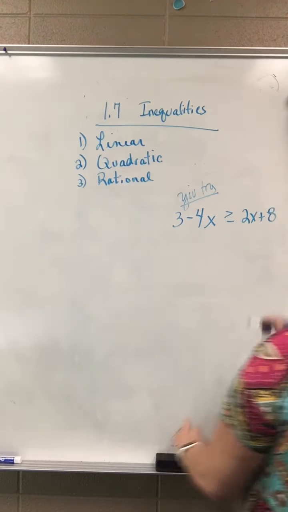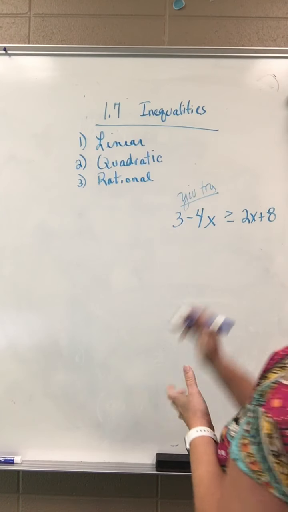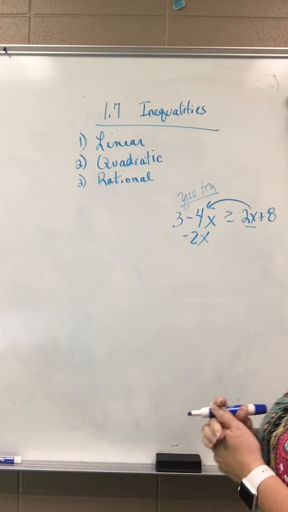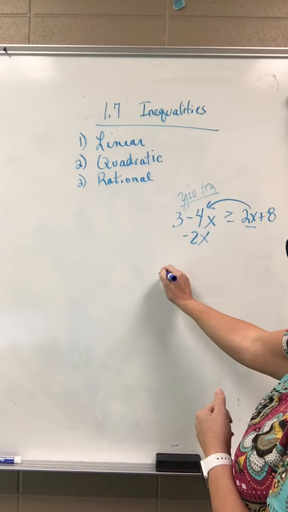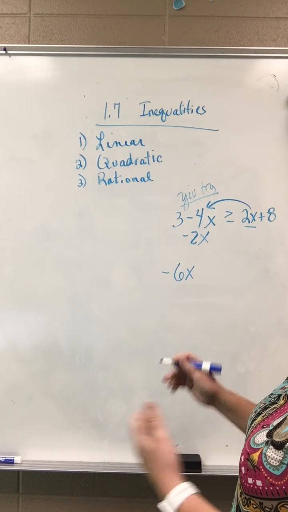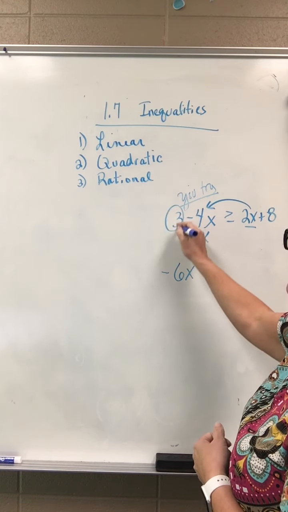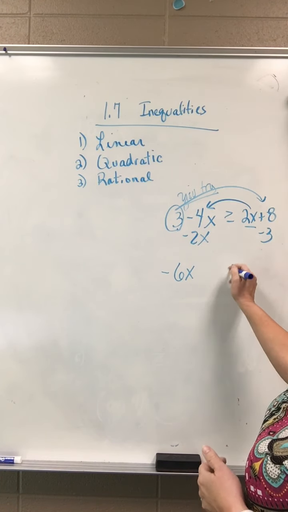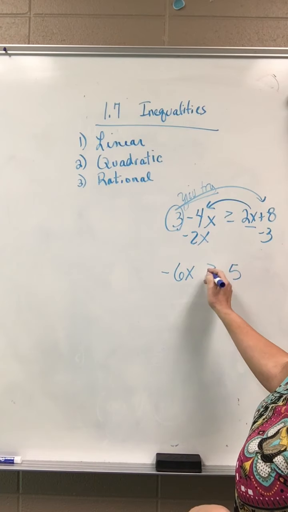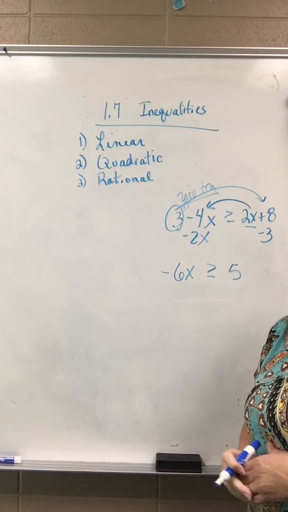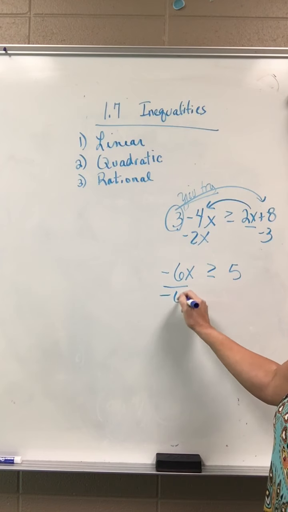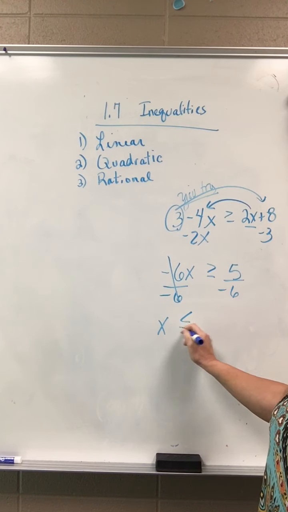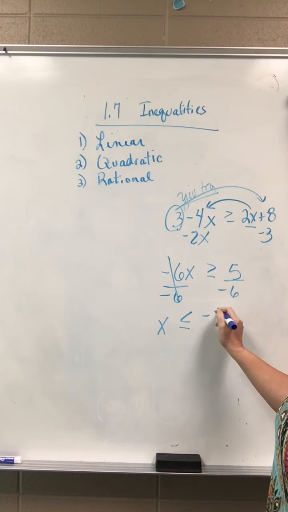So similar to what we just did, we'll want to get our variables to the same side. So I'm going to bring my 2x to the left, making it minus 2x. And I've got negative 4x, negative 2x, so I've got negative 6x on the left side. The positive 3 needs to go to the other side, making it a minus 3. So I'll have an 8 and a minus 3, or 5 on the right side. It's a greater than or equal to. And then to solve, I do need to divide by this negative 6, just like before. Dividing by the negative flips my inequality. So this becomes a less than or equal to negative 5/6.